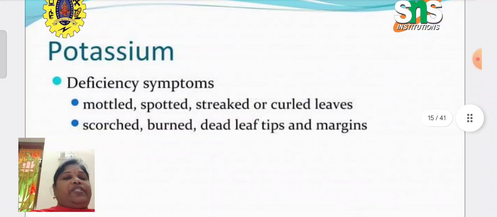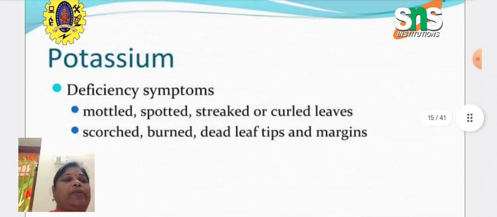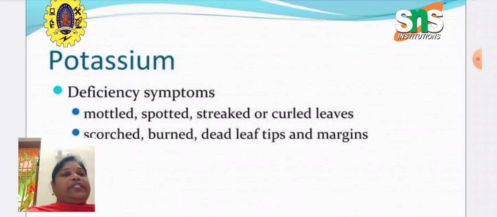Then potassium deficiency. These are the deficiency symptoms of potassium: mottled, spotted, streaked, or curled leaves. Then scorched, burned, dead leaf tips and margins. The leaves look like they are burned, the leaf tips are dead, and the margins are also dead. So there are curled and burned leaves. These are the symptoms of potassium deficiency.